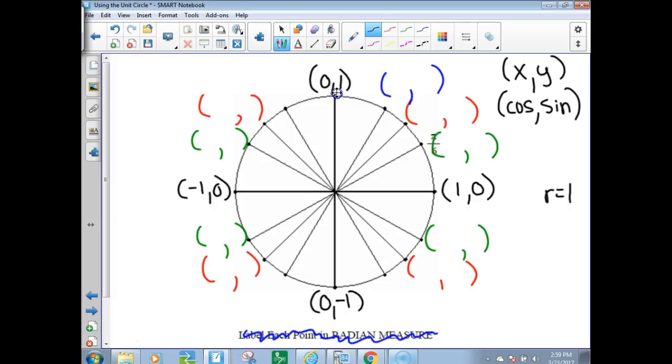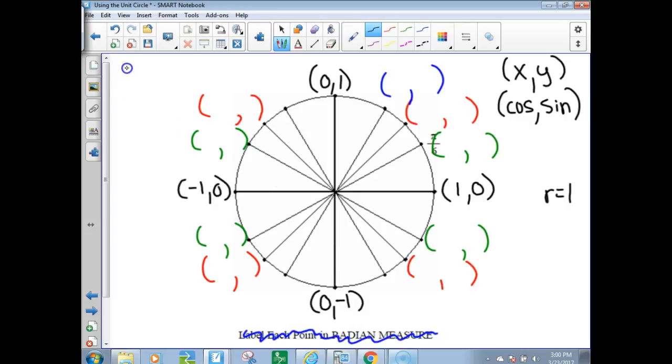So you can tell the cosine of 90 is 0, right there. The sine of 90 is 1. The cosine of 270 is 0. Sine 270 is negative 1, etc. You're going to get that all off of here now. All right, now we're going to get the new ones.